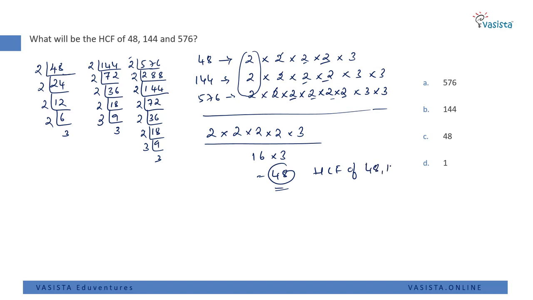48 is the HCF of 48, 144 and 576. Option C is the right one.